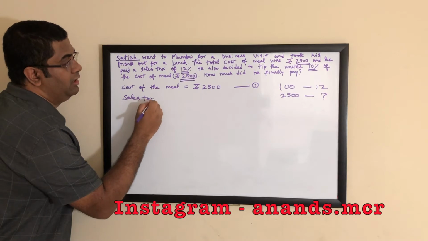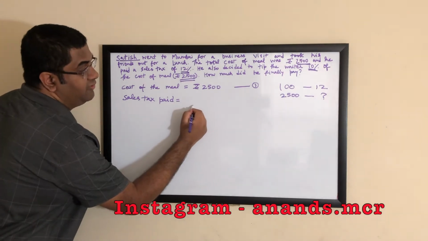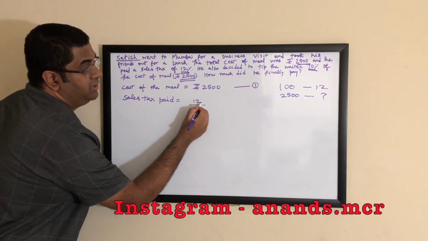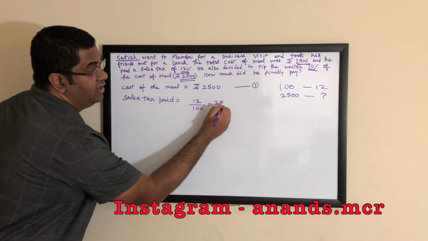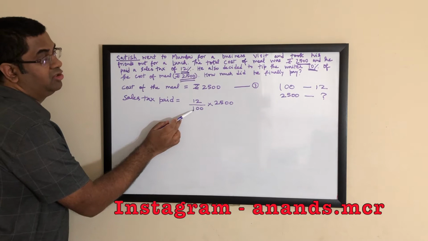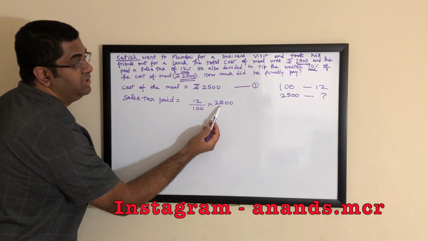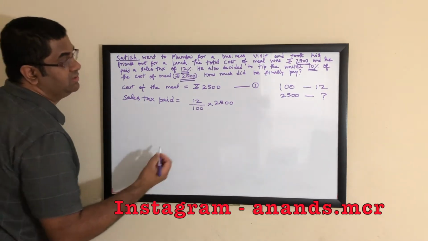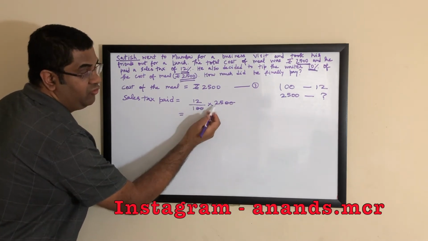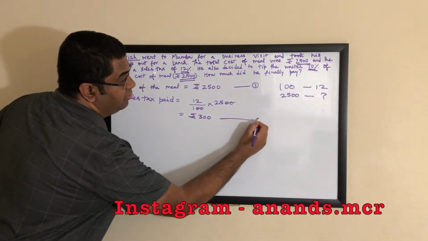Sales tax paid will be equal to, listen here, friends: if the meal had cost 100 rupees, he would have paid a sales tax of 12 rupees. Since the meal had cost 2,500 rupees, we have to calculate the amount of sales tax he has paid. So when we calculate this, we cross out the zeros. 12 times 25 gives 300 rupees. This would be step number 2.